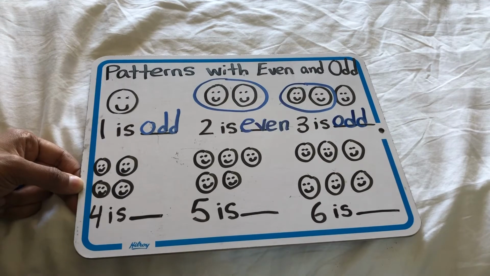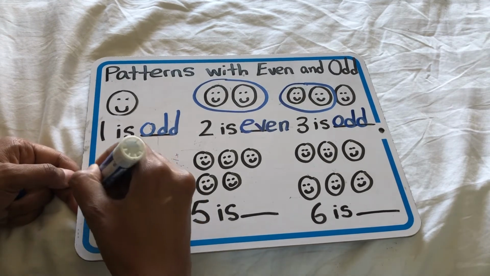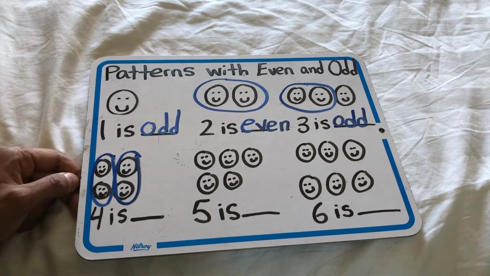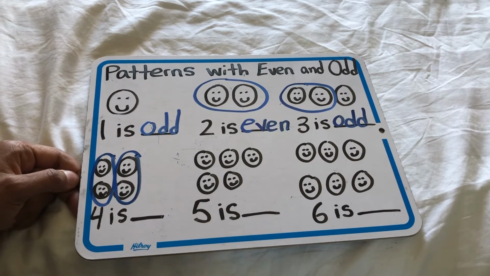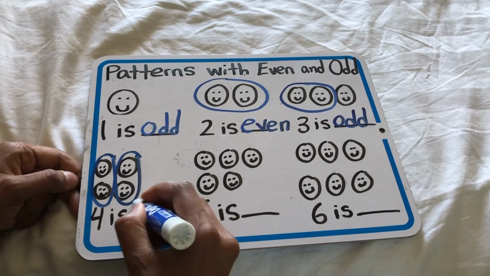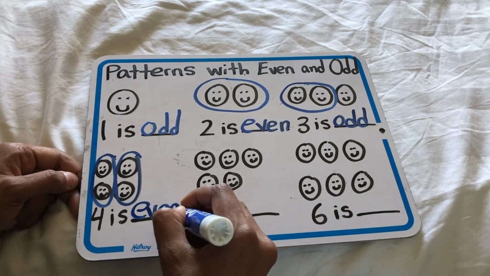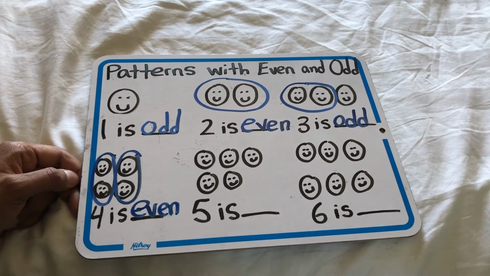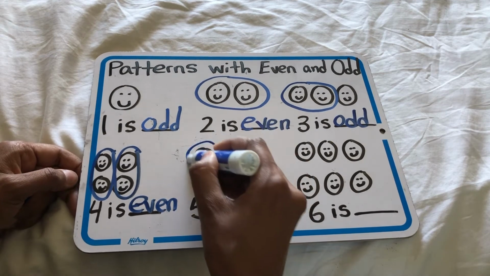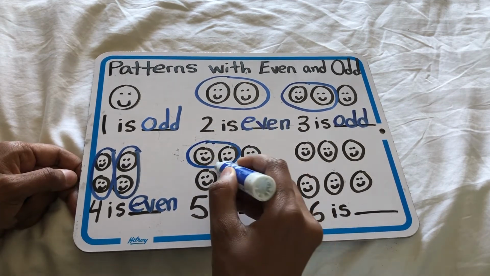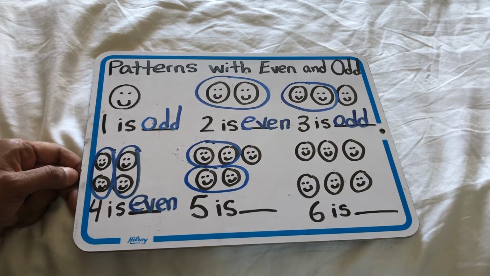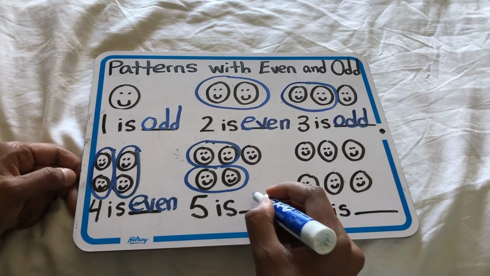Let's look at the number 4. I can pair these 2 up and I can pair these 2 up. There's nobody left out, so 4 is even. 5. 1, 2, 3, 4, 5. Let's pair them up. 2, 2, and that smiley face has no one to be paired with. 5 is odd.